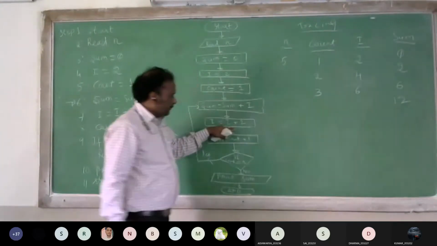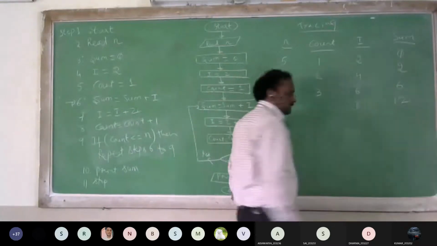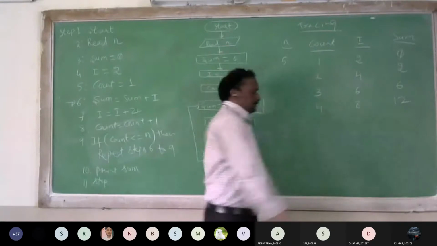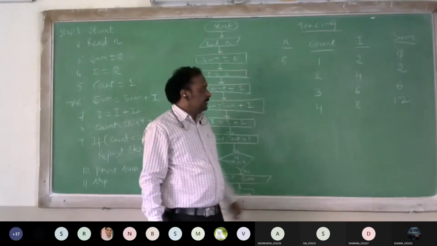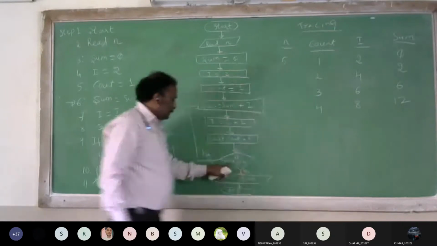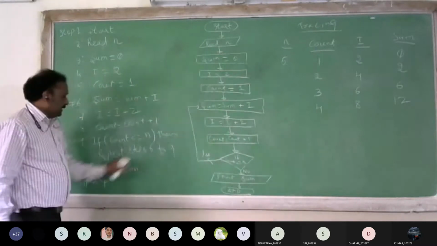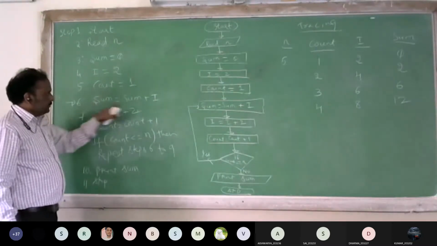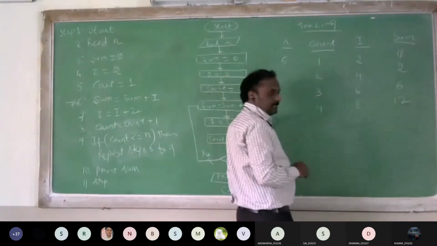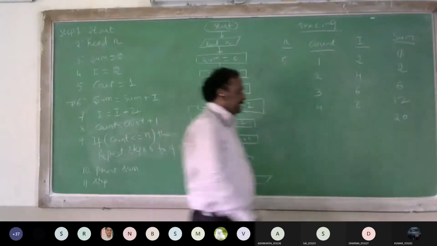Now, get the next even number. What is the next even number? 6 plus 2 is 8. Now, increase the count. Now, again check. Is 4 less than or equal to 5? Yes. Yes means go to the yes part. Then repeat step 6. What is the sixth step? Sum is equal to sum plus I. 12 plus 8 is 20.